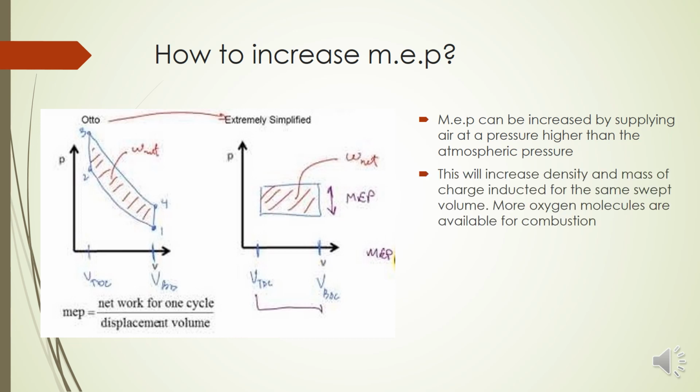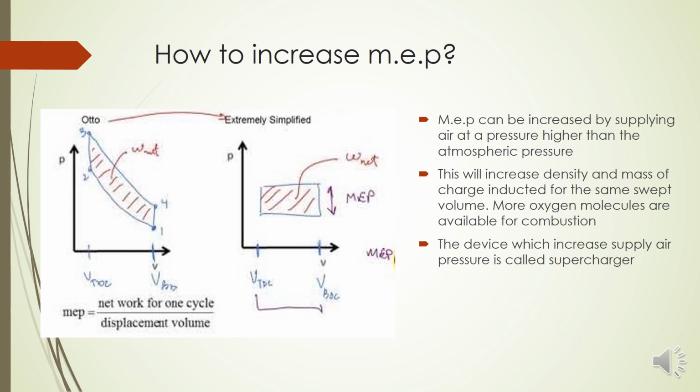And as pressure increases, you know the density will increase and the mass of charge will be more. More oxygen molecules will be available, because air contains 21% oxygen, and if you increase the pressure of air, more oxygen molecules will be available inside the engine, and it will help for a smoother combustion.